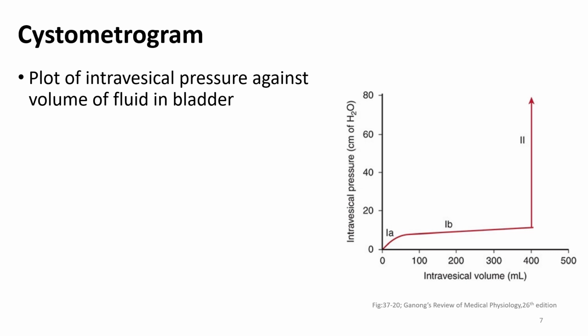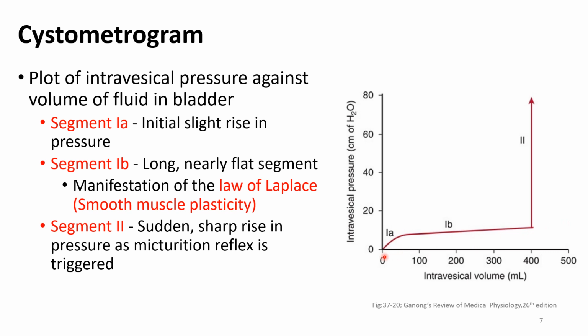So draw a diagram. It is a graph showing the intravesical volume on the x-axis and the intravesical pressure on the y-axis. This plot is referred to as the cystometrogram. Segment 1A is the initial slight rise in pressure. Segment 1B is a nearly flat segment which is the manifestation of the law of Laplace due to the property of smooth muscle plasticity.